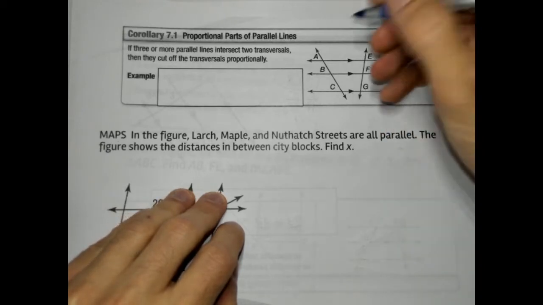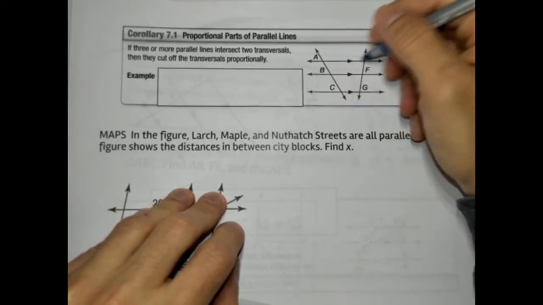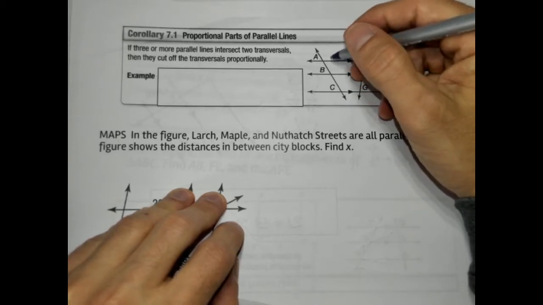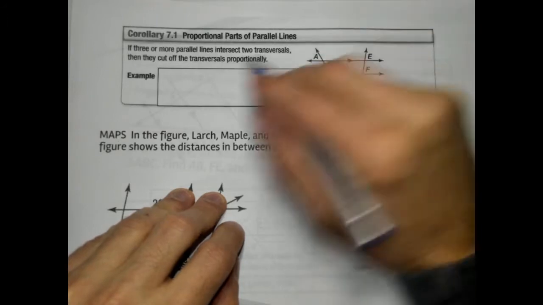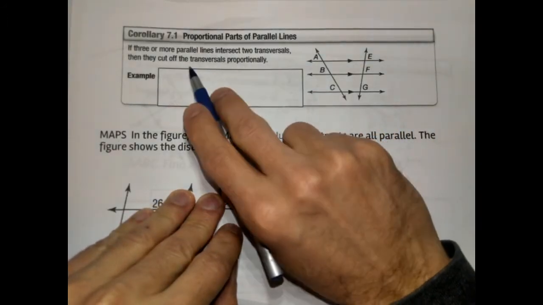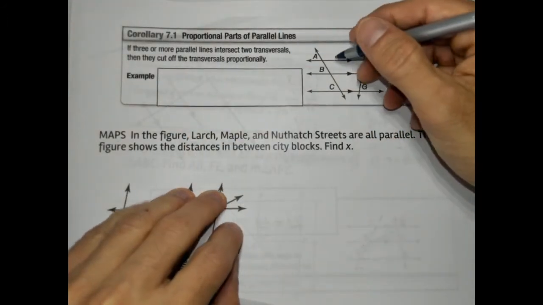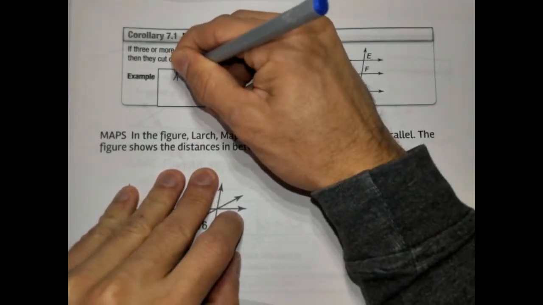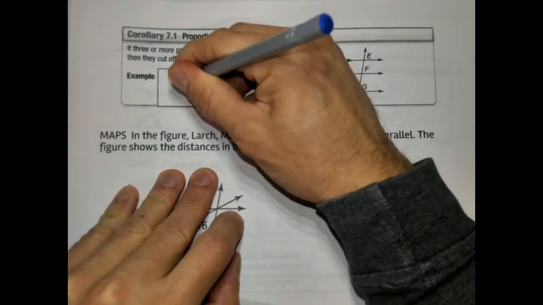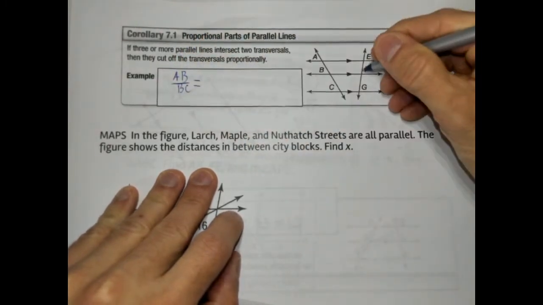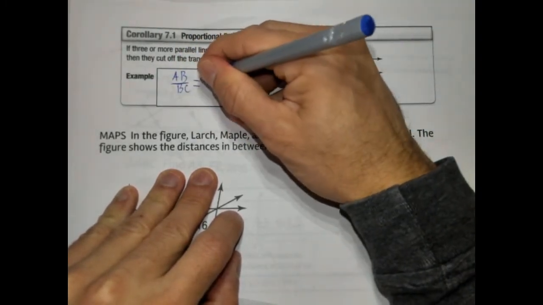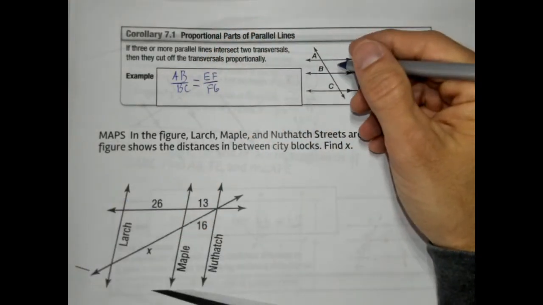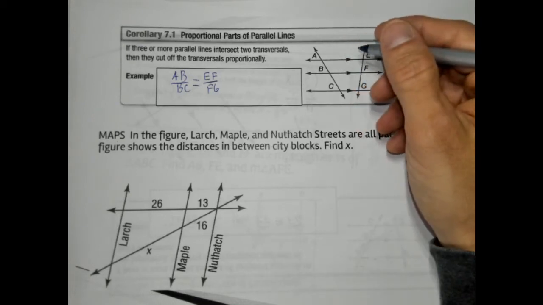So let's go with this one, I guess. If these are parallel and these transversals cross here, if 3 or more, yeah. So these transversals are going to have some proportionate relationships. So for example, AB over BC would be equal to EF over FG. That's one example of some of the proportionate relationships that would pop up there.